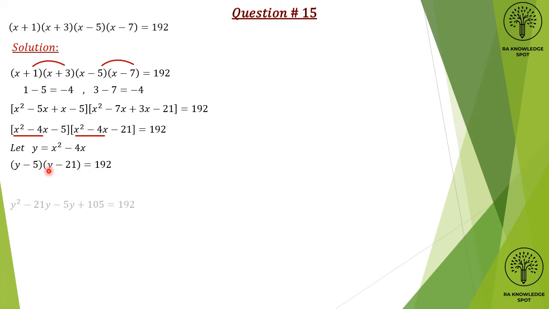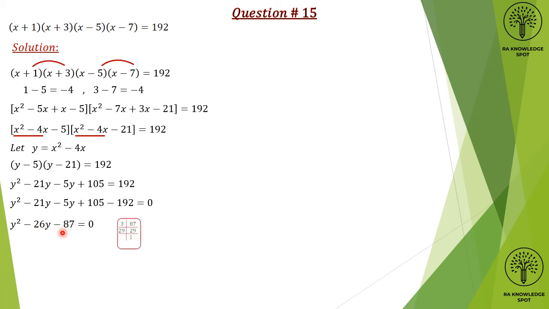Again this is simple multiplication, and after multiplication this is y square minus 21y minus 5y plus 105, and that is 192. After solving further, I'm going to take 192 to the other side, so that we can have more simplification. Minus 21 and minus 5, that is minus 26, and when you subtract you will get minus 87. After that, students, again we have to do the factorization.